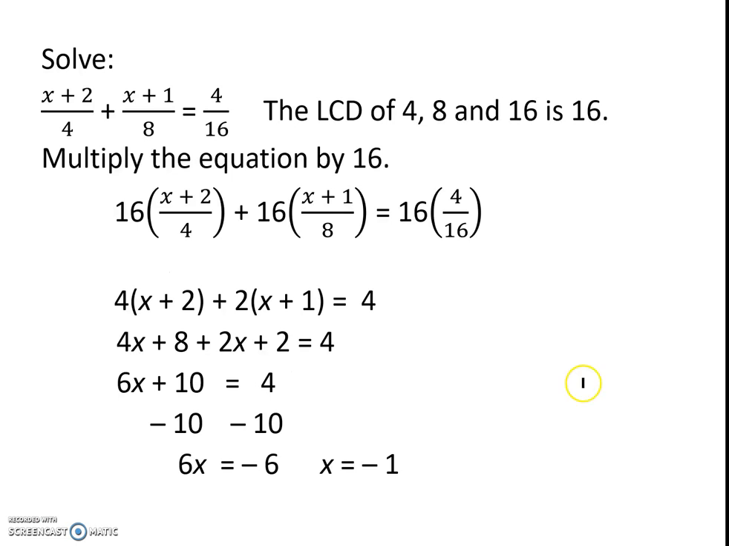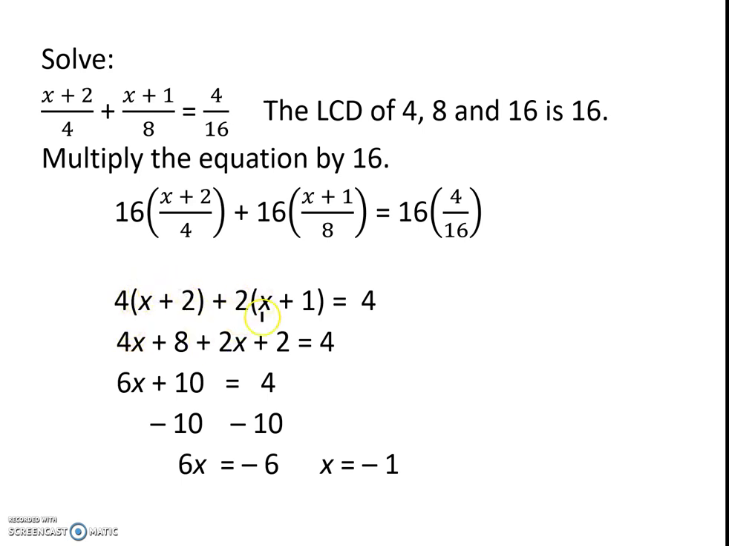Our next problem is x plus 2 divided by 4 plus x plus 1 divided by 8 equals 4/16. Well, the LCD of 4, 8, and 16 is 16, so we'll multiply the whole equation by 16. And when we do that, we get 4 times the quantity x plus 2 plus 2 times the quantity x plus 1 equals 4.